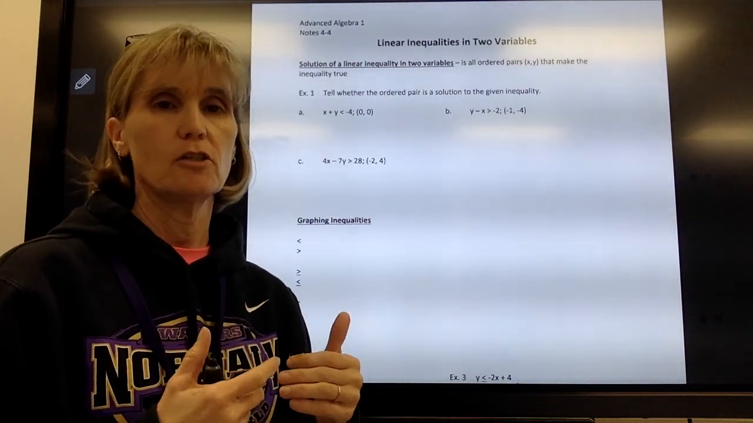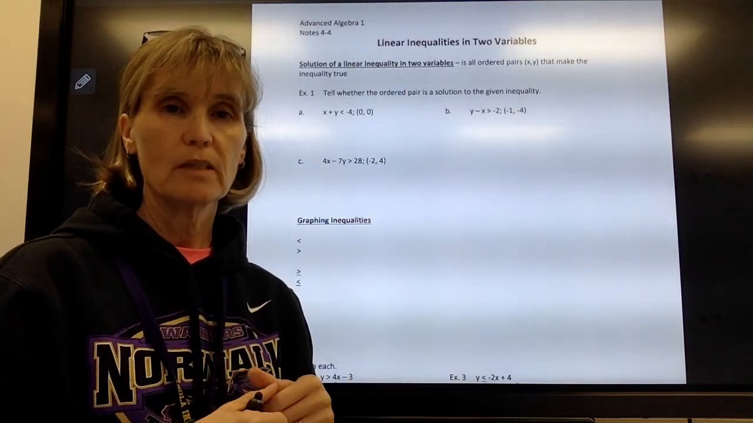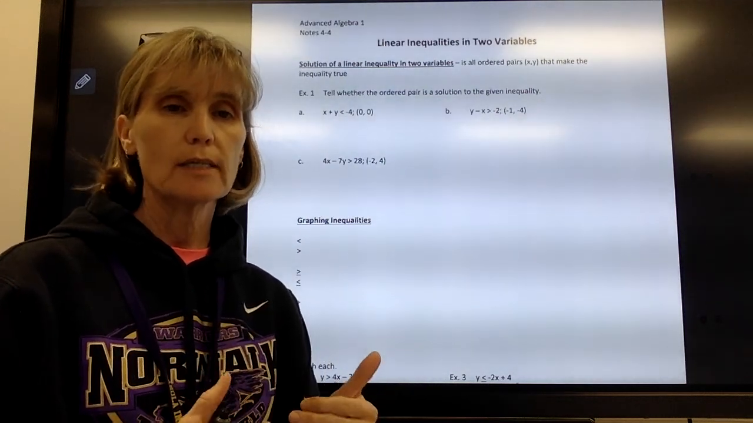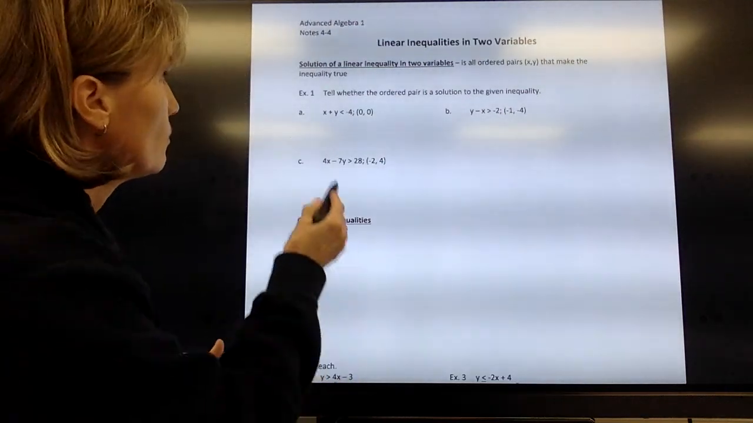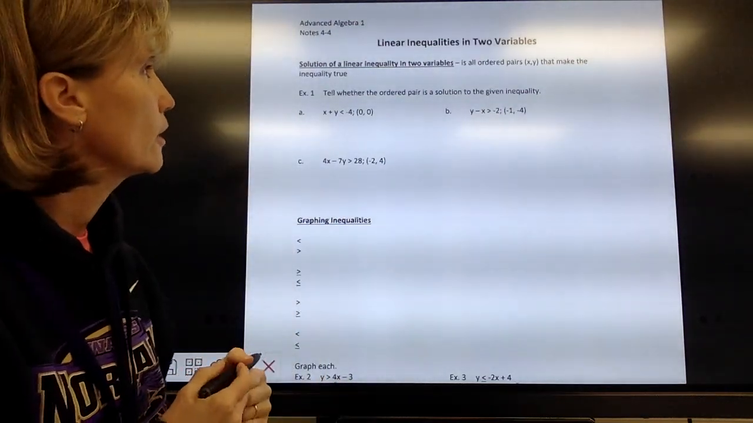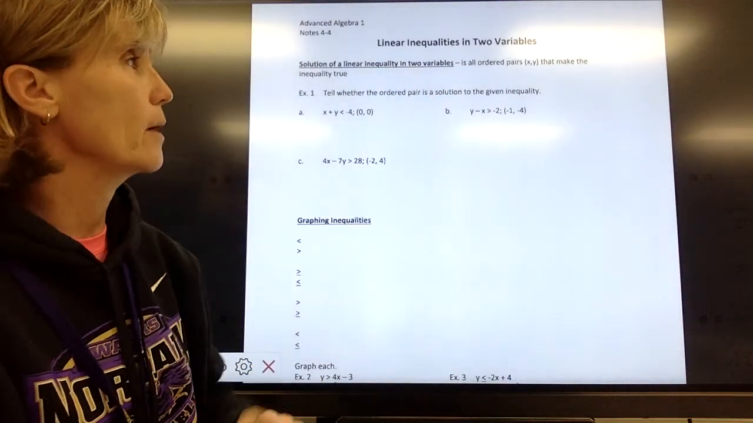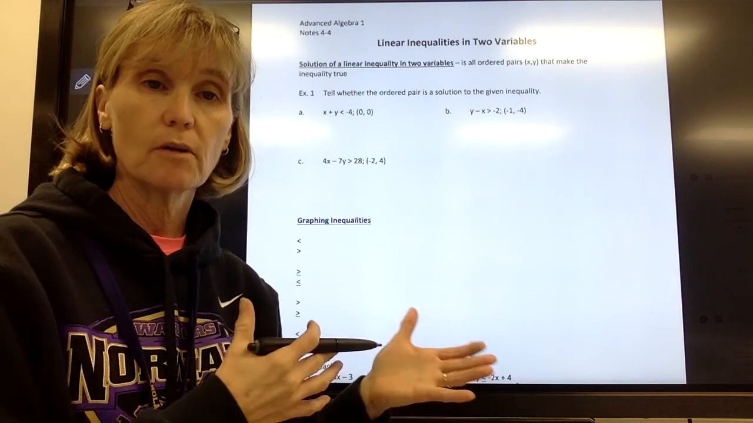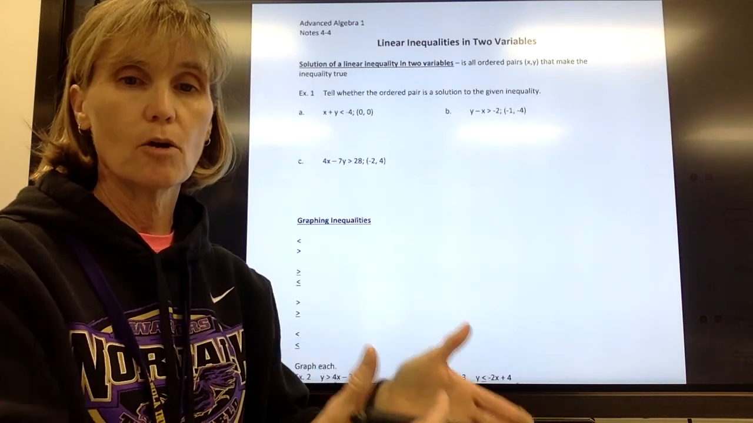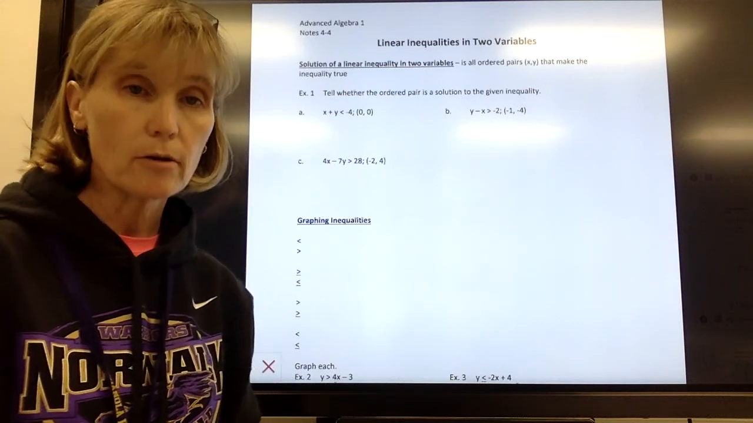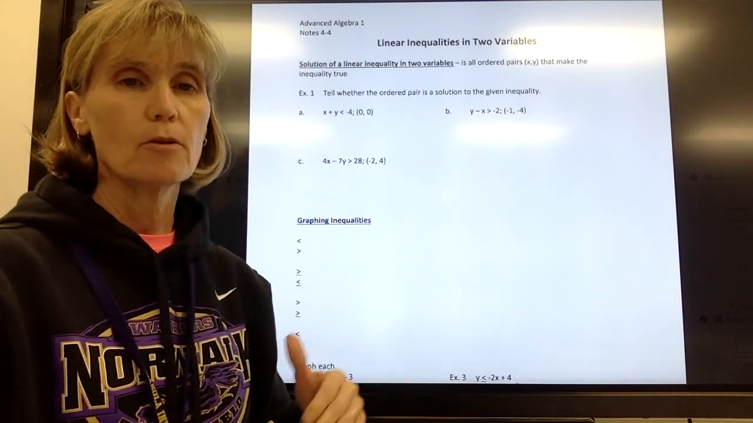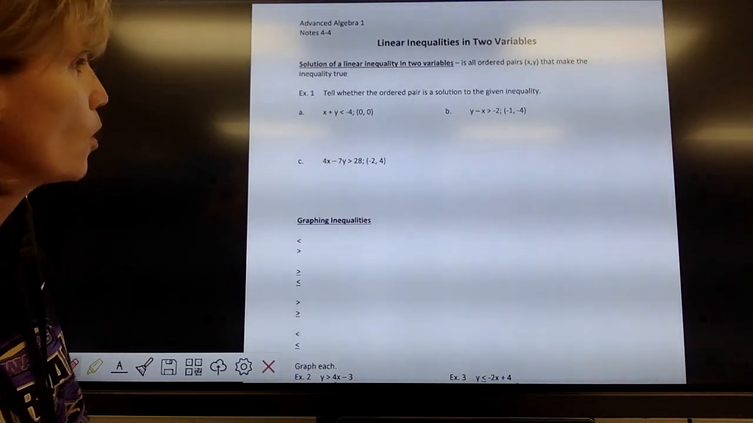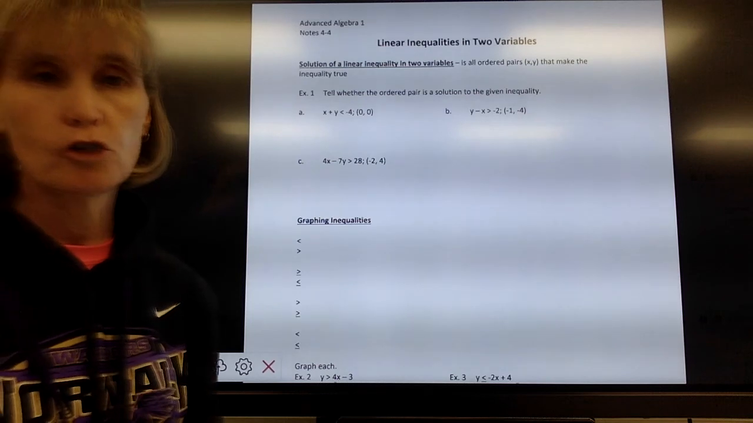So now we're going to transition to section 4.4. It says linear inequalities in two variables. So instead of having an equation, we're going to now start working with an inequality. It says that solutions of a linear inequality in two variables is all ordered pairs that make the inequality true. Just like our solutions for the system of equations was the ordered pair that made the equations true, we're looking for the ordered pairs, and there's going to be more than one, the ordered pairs that make the inequality true. So example 1, it says tell whether the ordered pair is a solution to the given inequality.